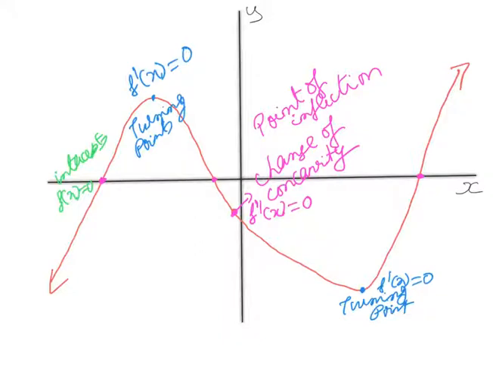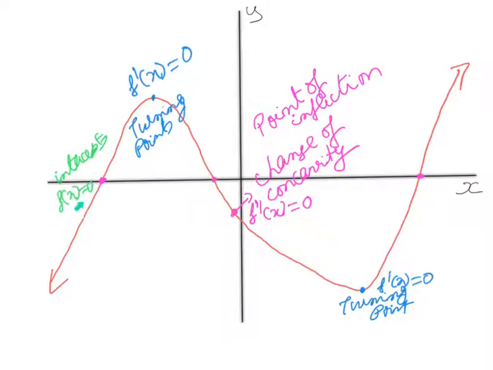So I repeat here, this is my cubic graph. Let's make some cubic graph. In a cubic graph, you may find an x-intercept. How will you find x-intercepts? f of x is equal to 0. How do you find turning points? f prime of x is equal to 0. How do you find the point of inflection? It is f double prime of x is equal to 0. So these are the important points, apart from the y-intercept, of a cubic graph.